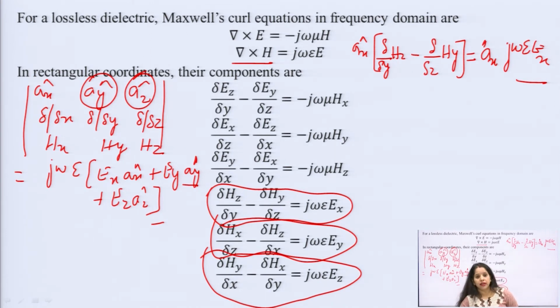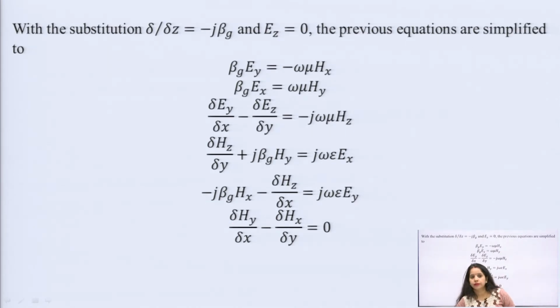These steps are already known to you, how to solve it. Now, we have got those six equations. Now, what is the second step we are doing? We are substituting del upon del z with minus j beta g, and Ez is already known to you: that is a TE mode, that is why Ez should be equal to 0.